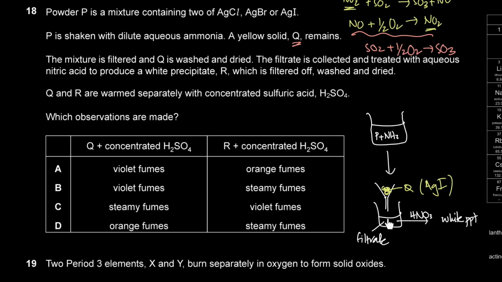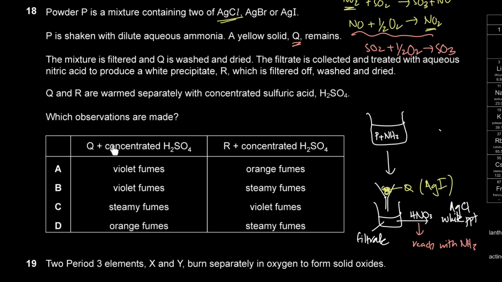And what does dissolve in the aqueous ammonia? Well, that has to be silver chloride. The silver chloride dissolves in the aqueous ammonia. But then the nitric acid reacts with the ammonia. That means there is no longer ammonia present to dissolve the silver chloride. So the white precipitate that we see at the end is the silver chloride that initially dissolved in the ammonia, but because the ammonia is neutralized by the nitric acid, we see that white precipitate again.